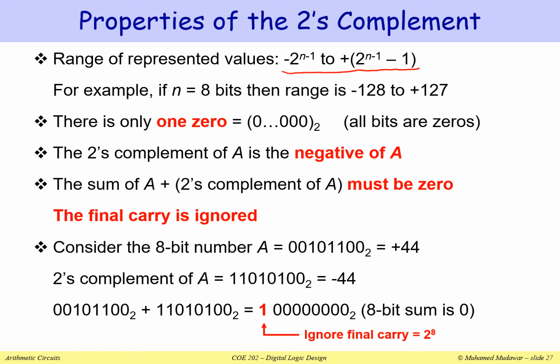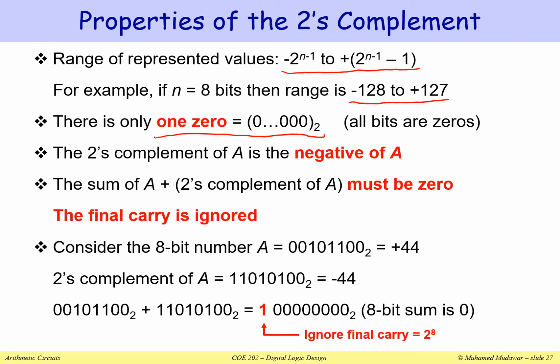So the positive range is the same. For the negative range, we have one extra negative value, which is negative 2 to the power n minus 1. So for example, if n is equal to 8, you can go from negative 128 to plus 127. So one of the advantages of the 2's complement is that there is only one 0, which is represented by all 0 bits. The meaning of the 2's complement is the negative of a. So when I take the 2's complement of a, it means it is the negative of a.